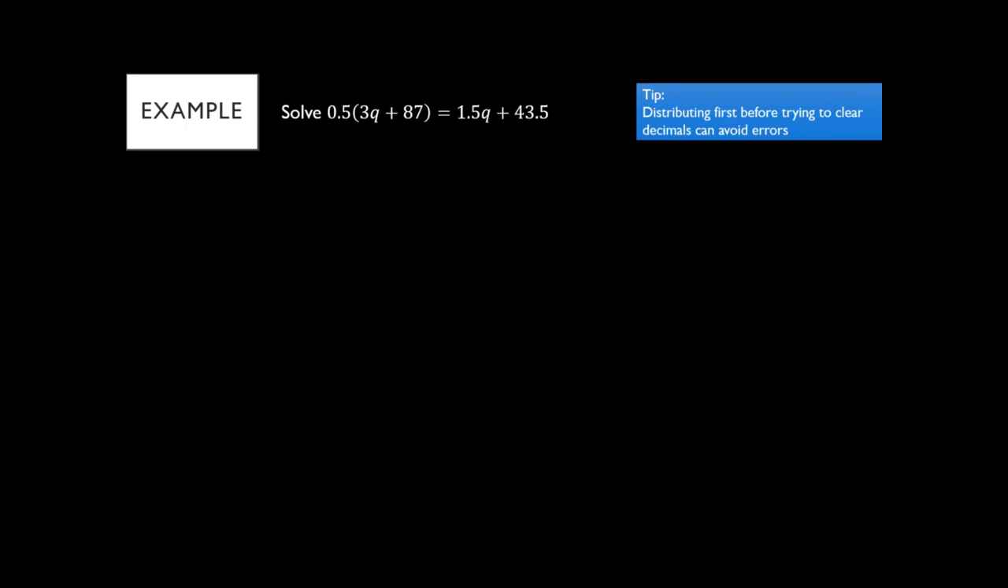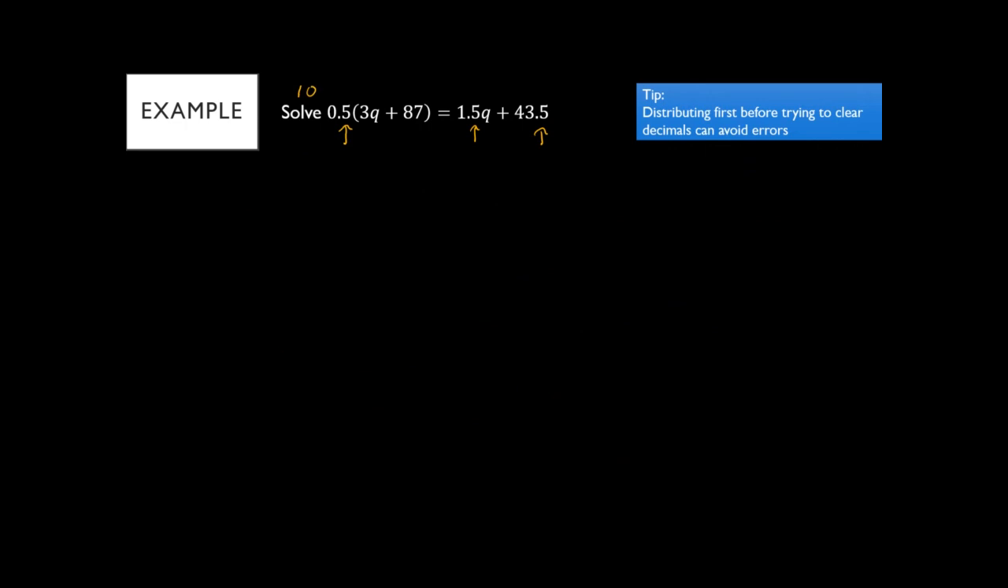And so these are a little more complicated because we've got a decimal and then we have distributing. And then we're going to have to try to get rid of the decimal. So I recommend that you distribute first before trying to clear decimals because that could avoid errors. And let me show you why. So we've got 1 decimal place for all of these decimal numbers, so we want to multiply by 10.